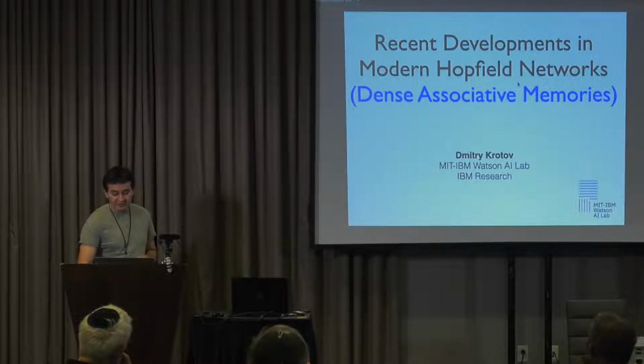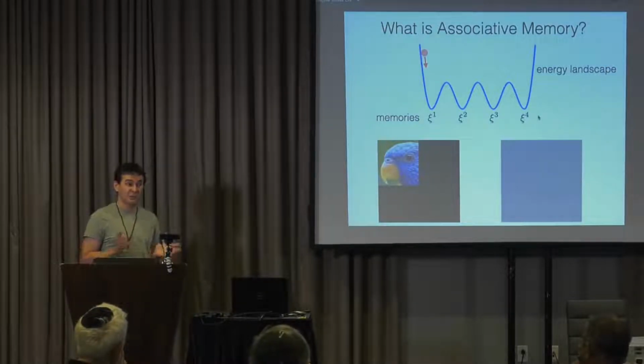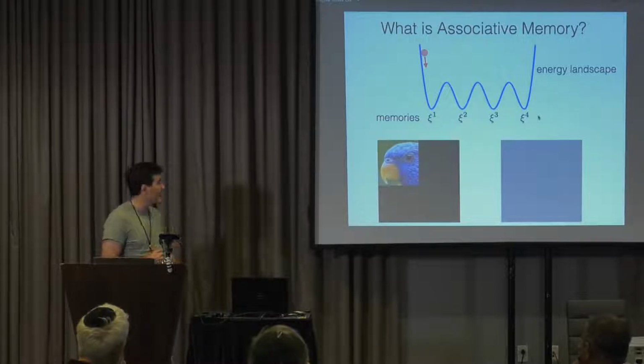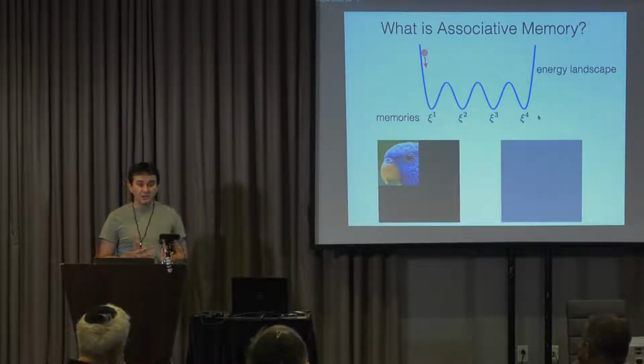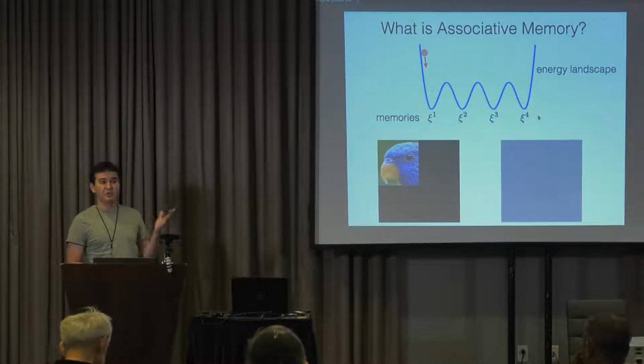So first, let me start with a fairly general question. What is a Hopfield network of associative memory in the most general sense? It's a recurrent neural network, and it is described by a state vector that evolves in time. So pretty much a similar thing to how an LSTM operates.